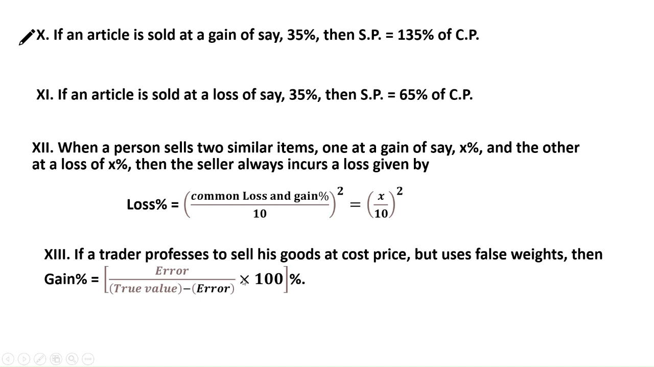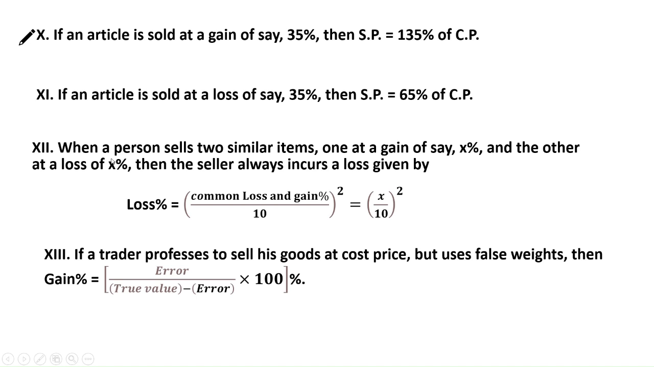If an article is sold at a gain of say 35%, then selling price equal to 135% of cost price. If an article is sold at a loss of say 35%, then selling price equal to 65% of cost price.